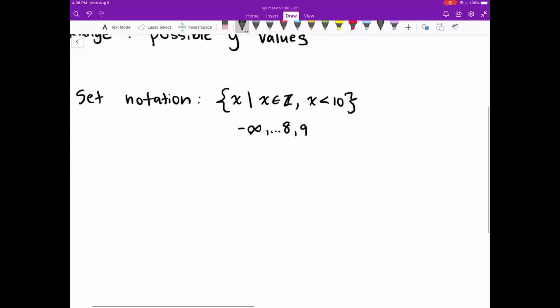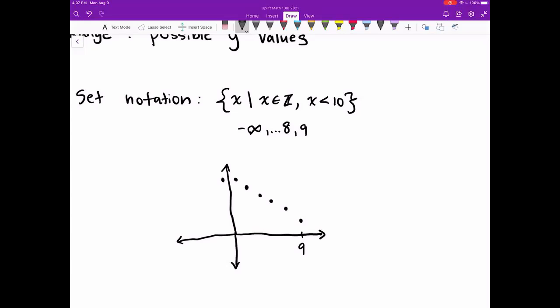So in the graph, what this will look like is something like this, where there's just an x value for every single integer.